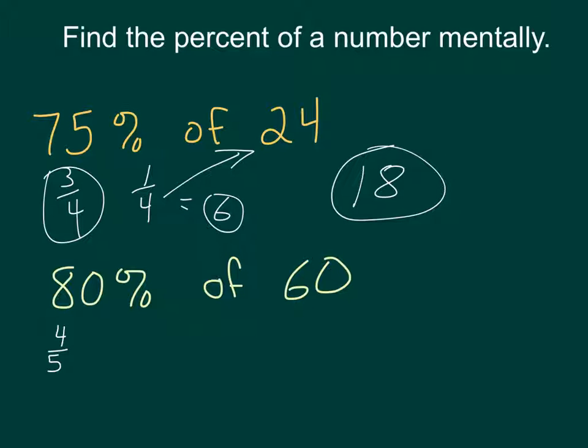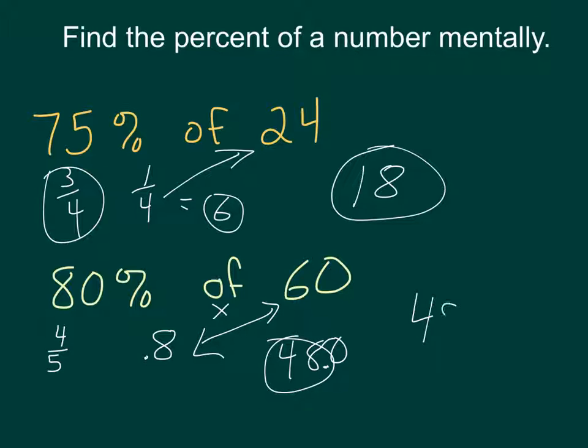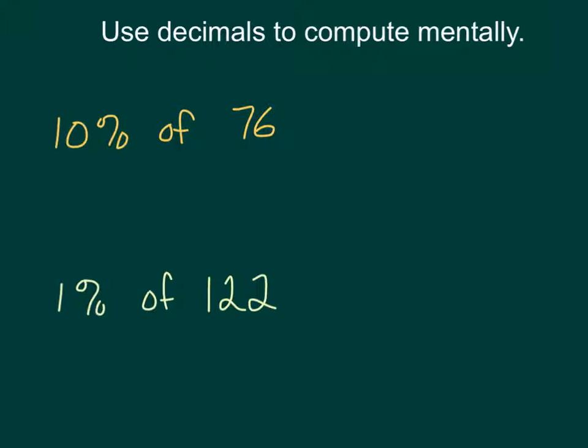Another way I could look at this is I know that 80% would be 8/10. So I know that I can do this mentally. I know of means times, so I know 8 times 60 would be 480. And I have that decimal one place in, so that would be 48. So I know 80% of 60 would be 48. In these problems, I'm going to use decimals to compute mentally.